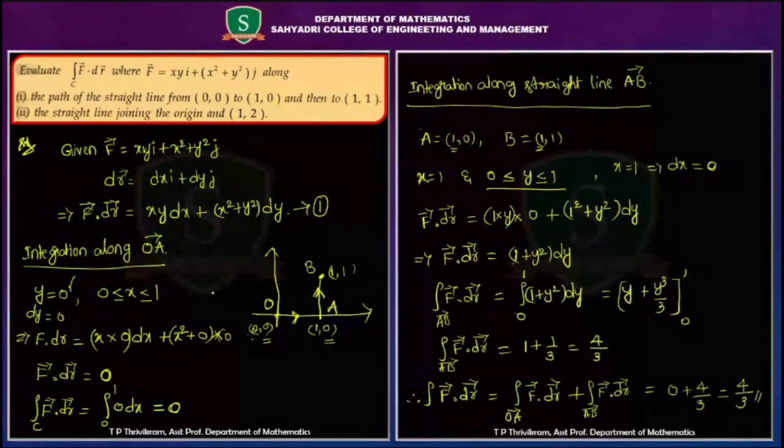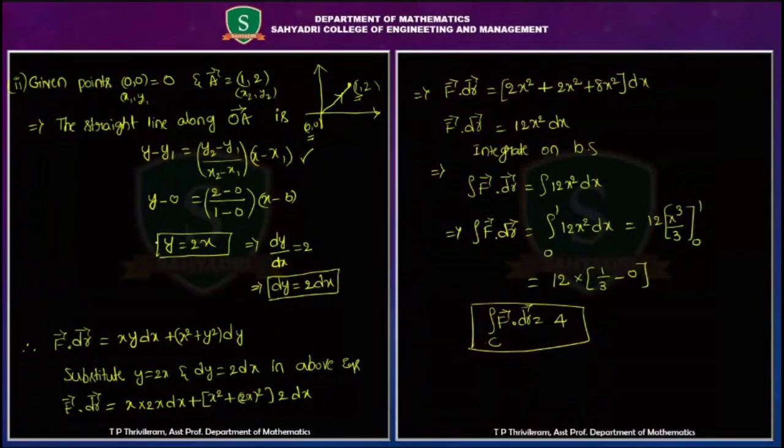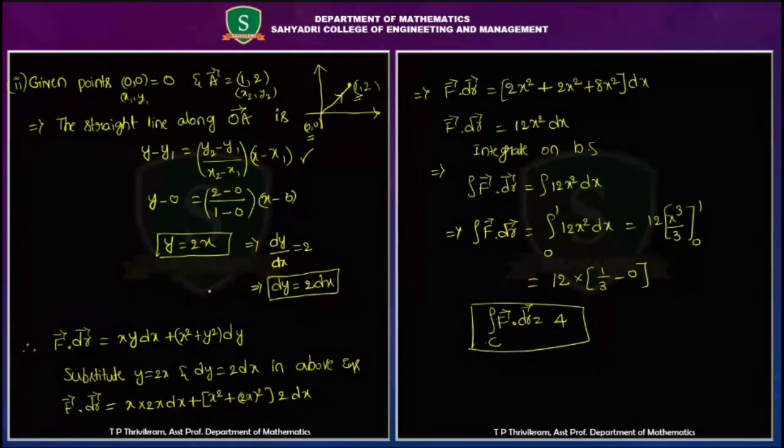Clear? Similarly, if you observe this problem, what happens? X is also changing, y is also changing. So when both are changing, I'll find the equation passing through those points. So I'll get this one. I'll substitute y equal to 2x in the f dot dr, so that f dot dr will convert into one variable. Clear? So this is what happened in this equation.